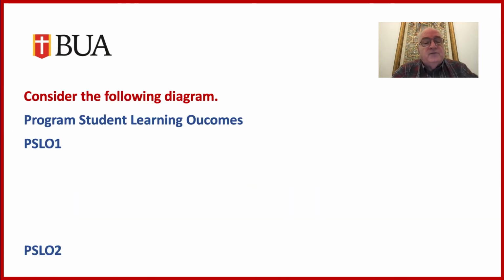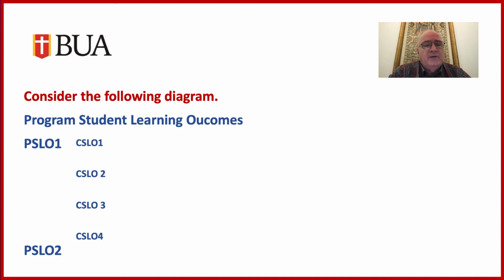Now consider the following diagram. We have program student learning outcomes. I've listed here only PSLO 1 and PSLO 2. We may have PSLO 1, PSLO 2, PSLO 3, PSLO 4. I encourage programs not to have more than 4 PSLOs because when you have a PSLO, you have to measure it.